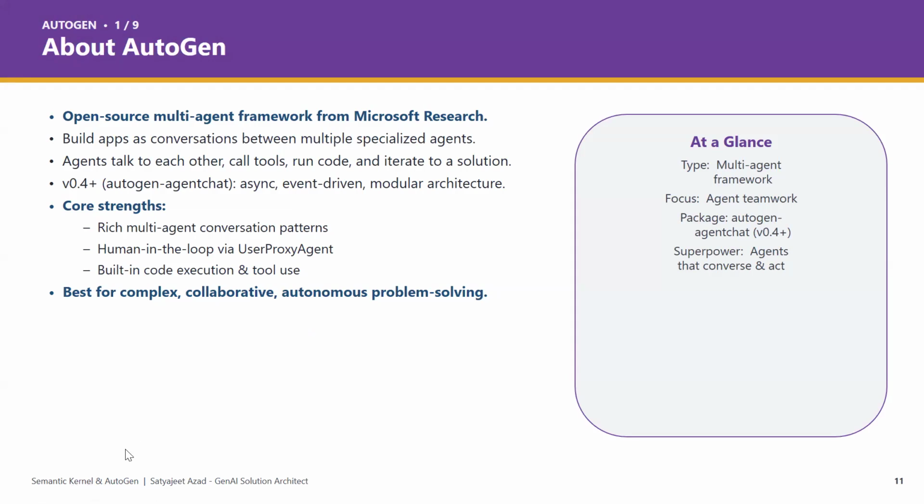So, why AutoGen, because of a lot of frameworks that we have discussed? Because it is a multi-agent framework developed by Microsoft Research, and it builds apps as conversations between multiple specialized agents. As I was just talking about, it can work as an orchestrator. Okay, but there are a lot of agentic frameworks that work as an orchestrator. But what is so special about AutoGen? Because it says specialized agents it can work as.